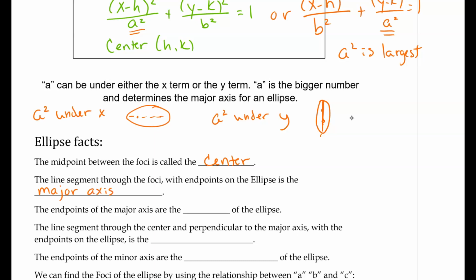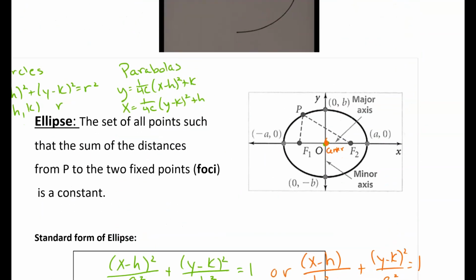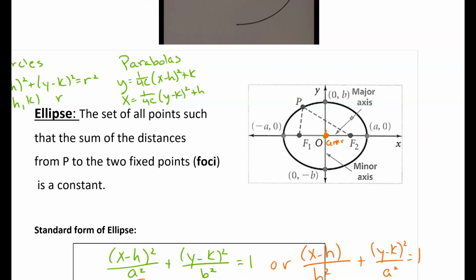When we say it's major, it lets us know it's the longest one of those, okay? Now, we also have what's called the minor axis. The minor axis would be going this way. So let me show you on the big one here. Your major axis goes from here to here. This line segment is your major. Your minor on this one up here would be this value, your minor axis.